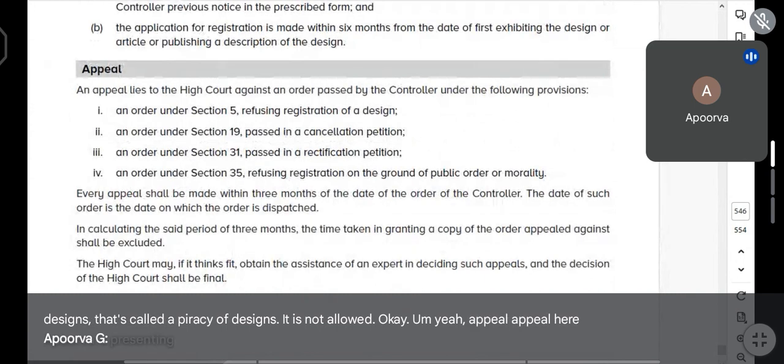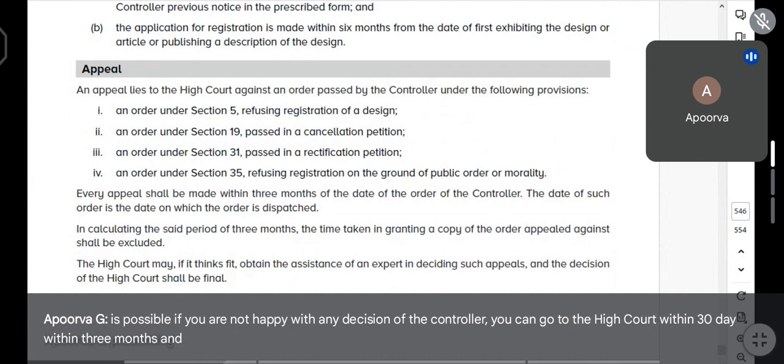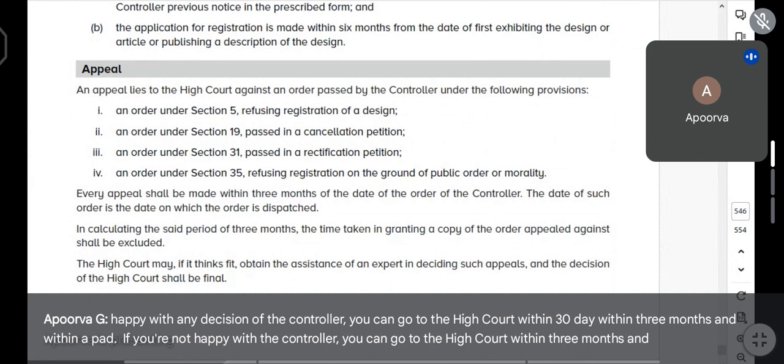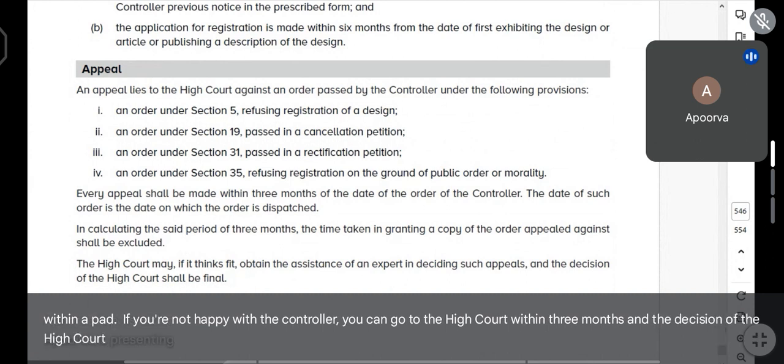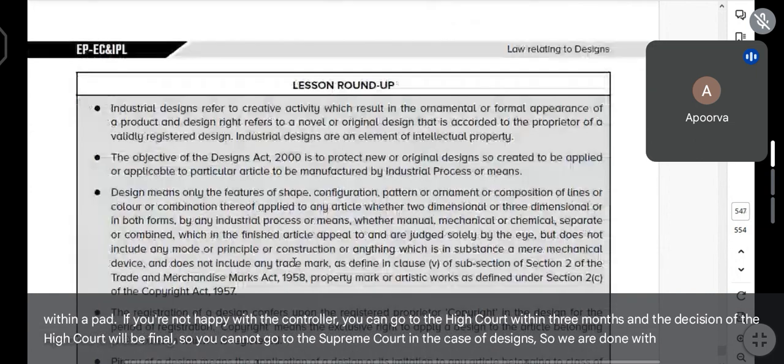Appeal here is also possible. If you are not happy with any decision of the controller, you can go to the High Court within 3 months, and the decision of the High Court will be final. So you cannot go to the Supreme Court in the case of designs. So we are done with designs also.